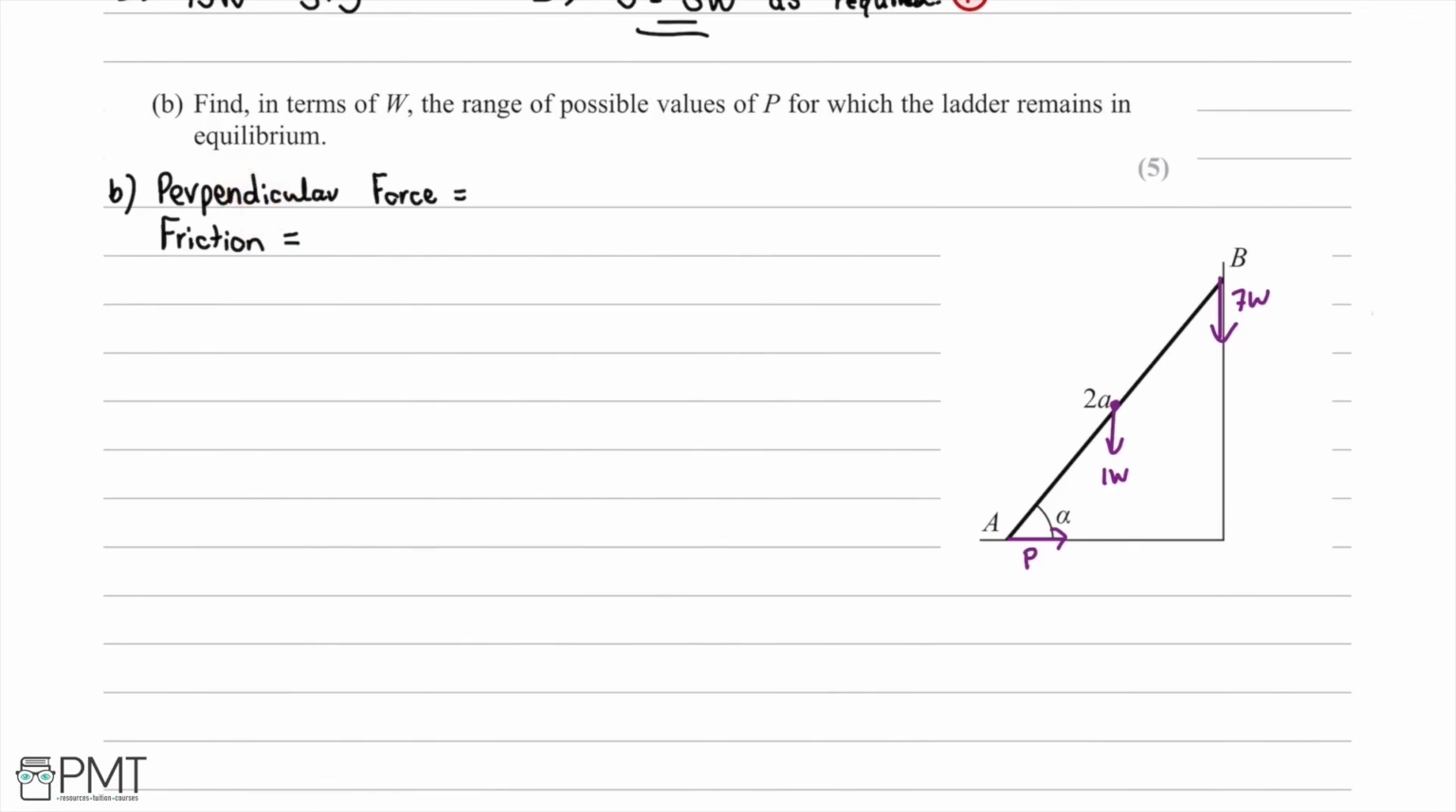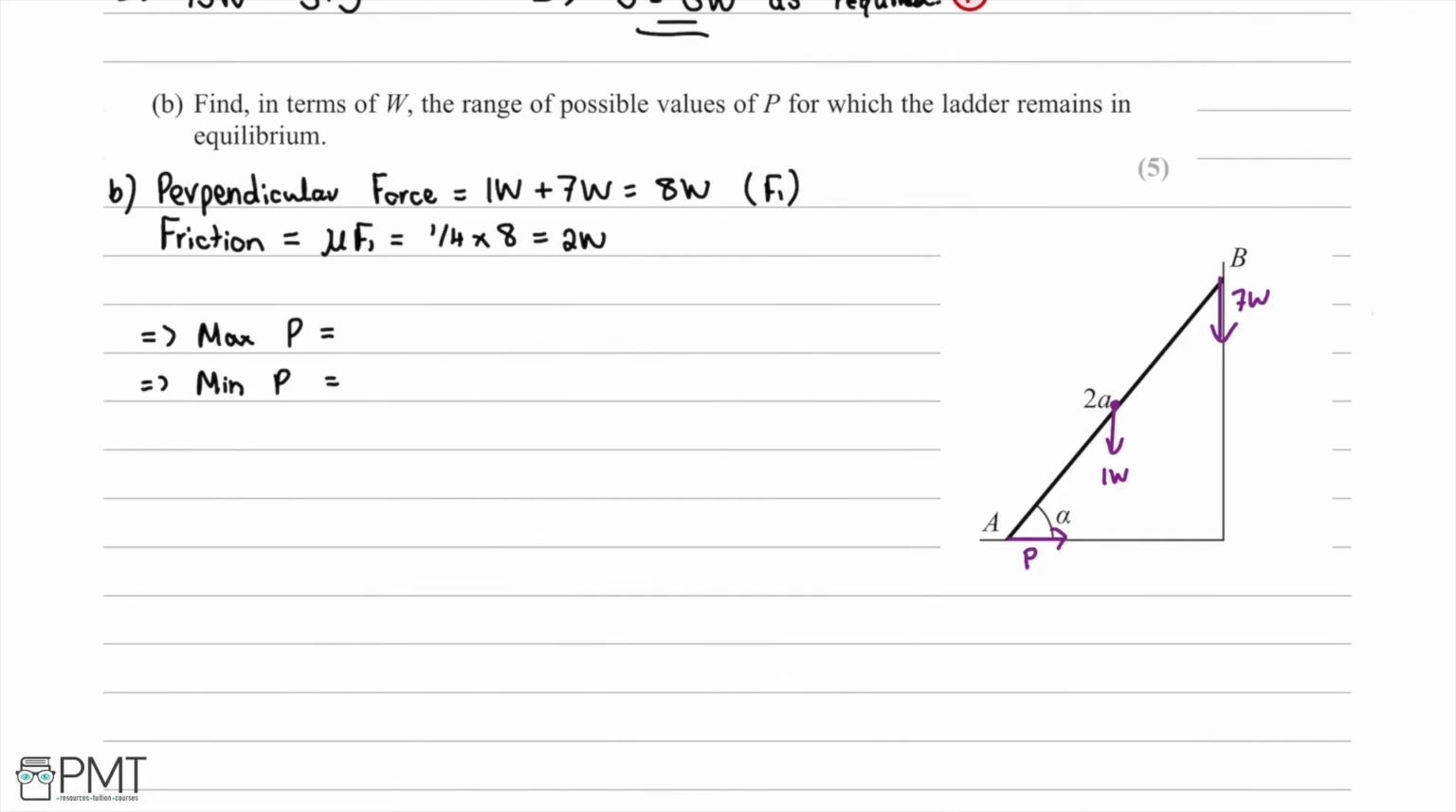So we know that this is everything that's moving perpendicular to the force P. So this is going to be the weight of the builder and the weight of the ladder. So this means that it is going to be 1W plus 7W, which is 8W. And let's just denote this as F1. And then we know that the friction is going to be mu multiplied by F1, and we're given in the question that mu is equal to 1 over 4, so we'll have 1 over 4 multiplied by 8W, which is equal to 2W. So therefore, we now can work out the max value of P and the minimum value of P, where we will have our friction going for and against the movement.